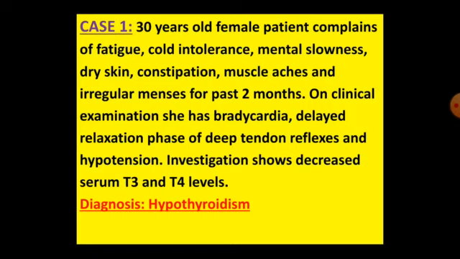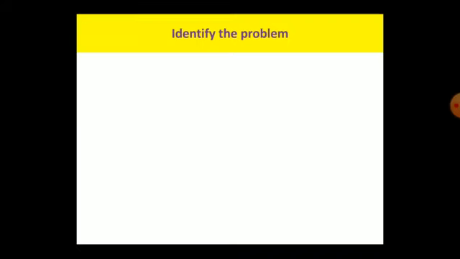Many times the serum T3 and T4 levels are normal, but the TSH level is raised. So I want to convey that all the levels, T3, T4 as well as TSH, are essential to come to the conclusion of thyroid disorder. But here our aim is to discuss the P drug. So the first step is to identify the problem. What is the problem? The problem is hypothyroidism.